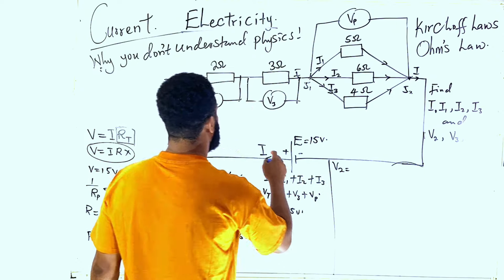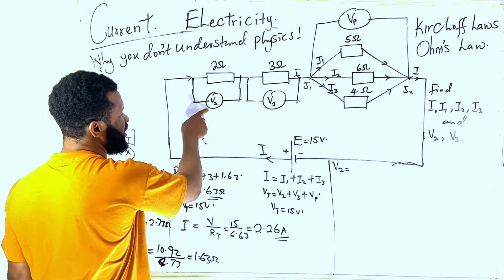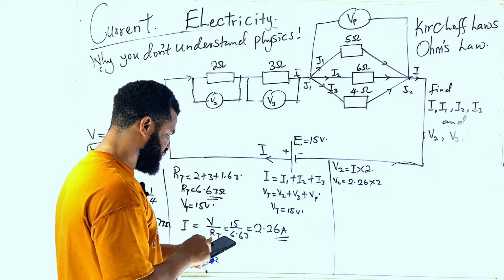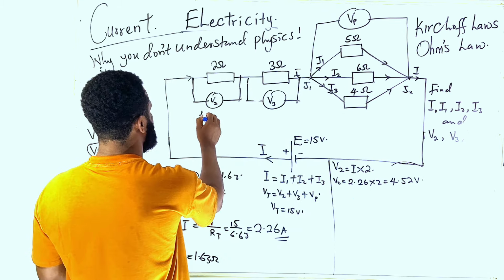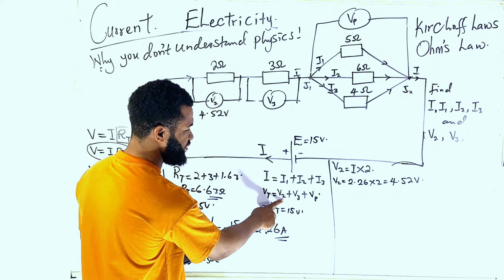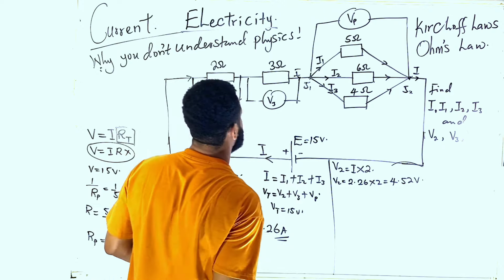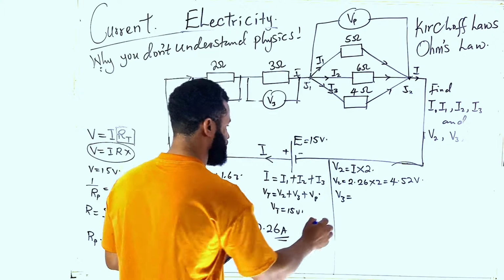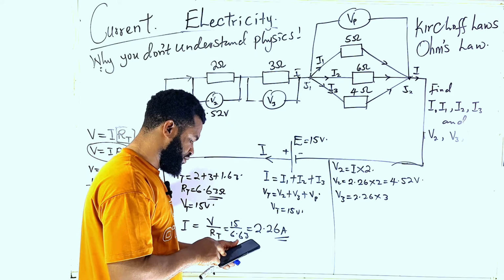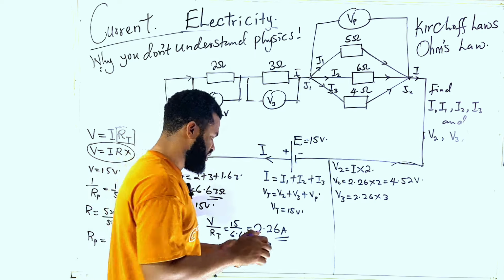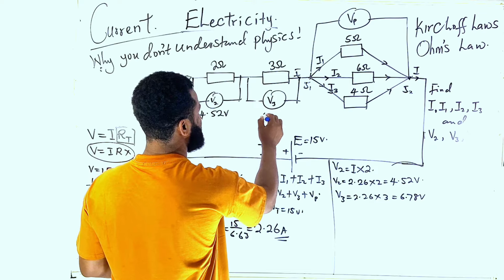V2 is what? The potential difference across these 2 ohms is going to be the current across 2 ohms times the 2 ohm resistor. And the current across 2 ohms is what? 2.26 times 2, which is 4.52 volts. So the voltage across this one is going to be 4.52 volts. I know this, I don't know this. I need to find this before I can find this. Now, the voltage across the 3 ohm resistor is going to be 2.26 times 3, which gives you 6.78 volts. So the voltage across this place is 6.78 volts.